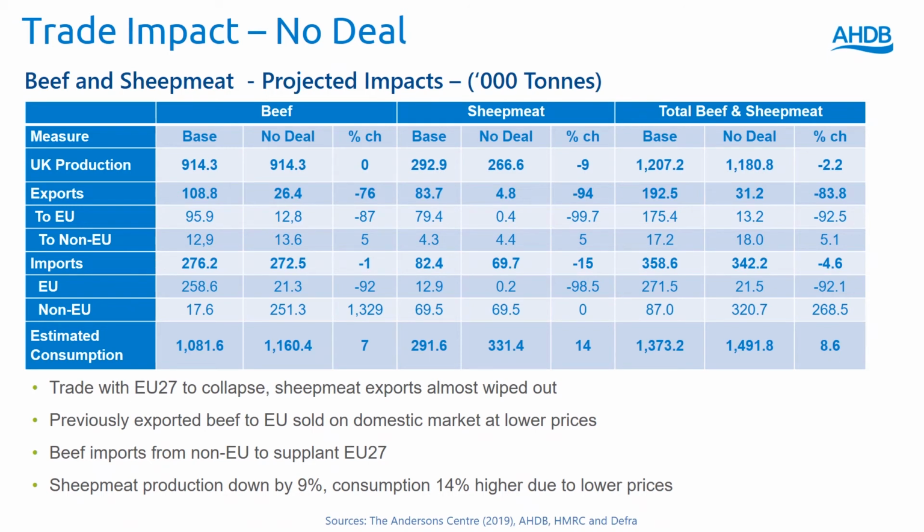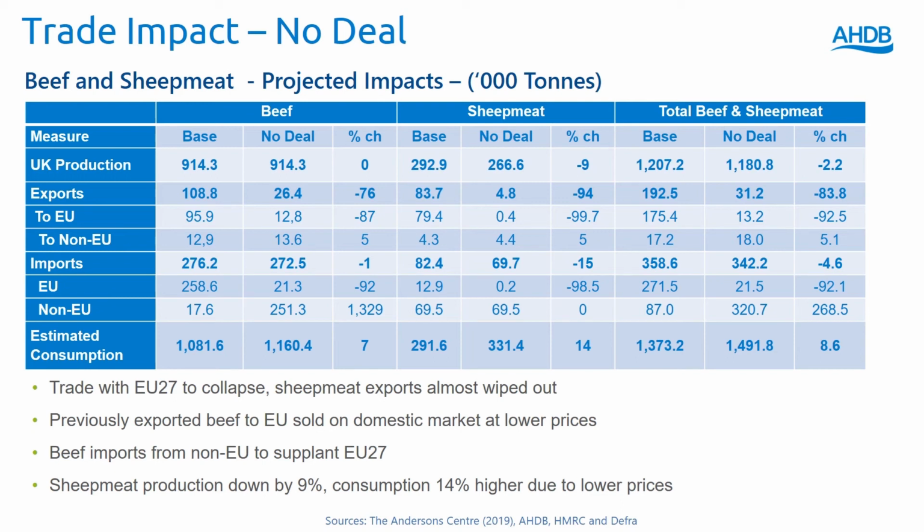Even if the EU countries can still gain access to that 230,000 tonnes of a TRQ, they will be competing with non-EU countries for that. And of course, non-EU countries, particularly if we take the likes of Brazil, for instance, have a lot lower price, a lot more competitive versus importers from the EU27. So we would anticipate non-EU imports in a no-deal context rising substantially by just over 1,300% based on these estimates.